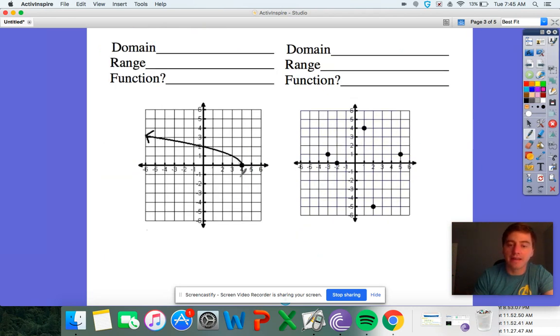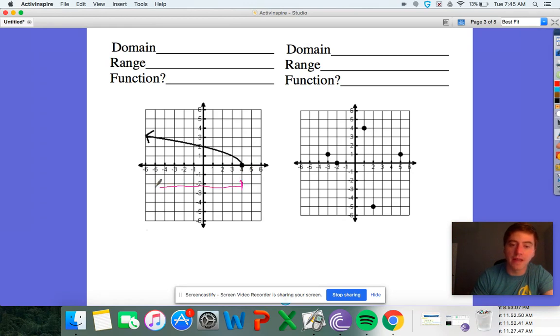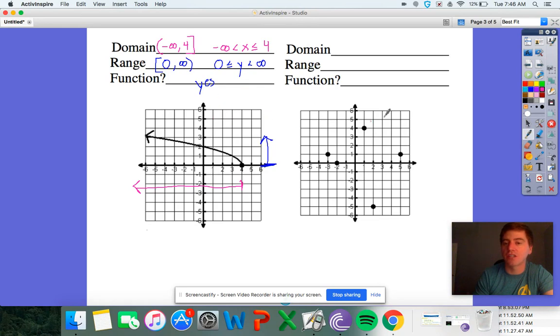Okay, domain. For this one, you could see that we go from 4 all the way that way. So again, -infinity to 4. Sorry if I said -4, I meant 4. You never include -infinity. You never include any infinities. 4 is included though. And I have inequality notation right there. For the range, it looks like we're starting at 0 and it's going up forever, right? There it goes, up forever. So we're starting at 0 and it is included. We're going to infinity, which is never included. And it is a function, yep.